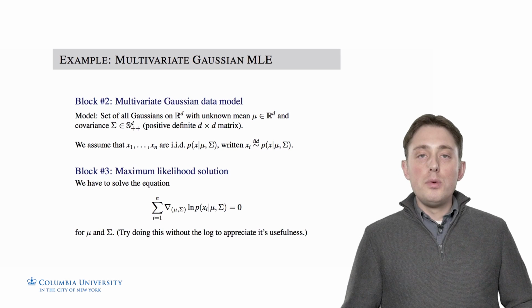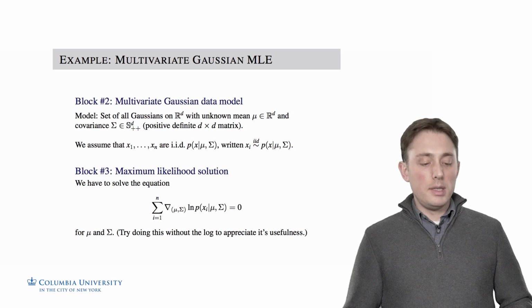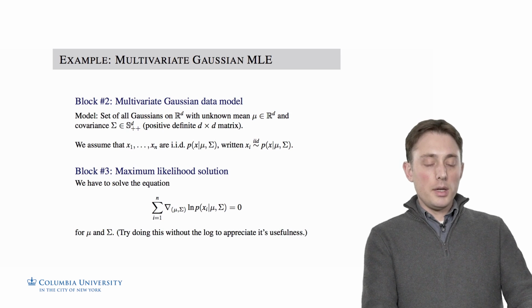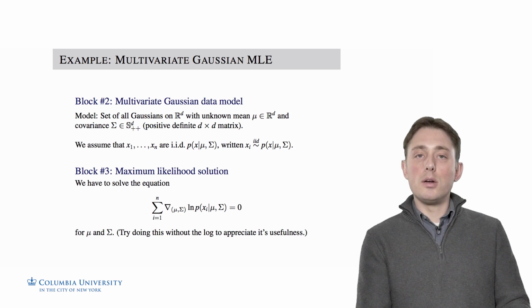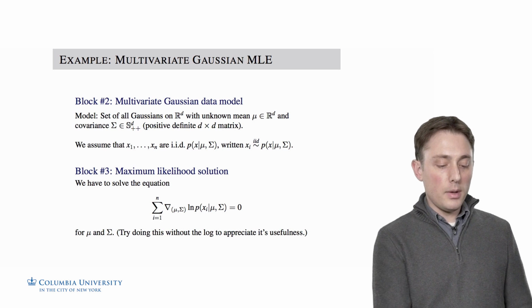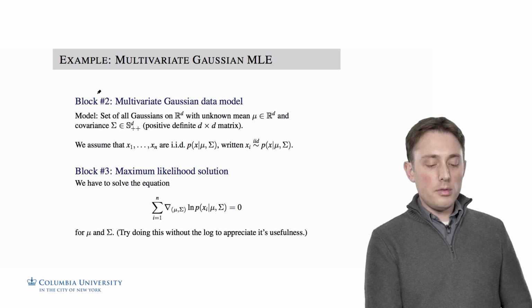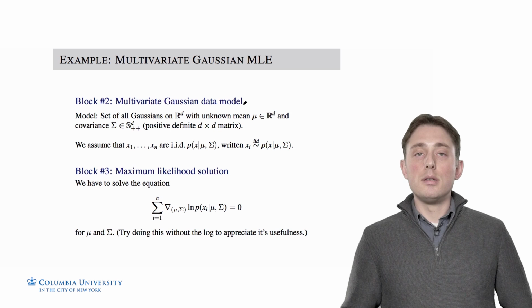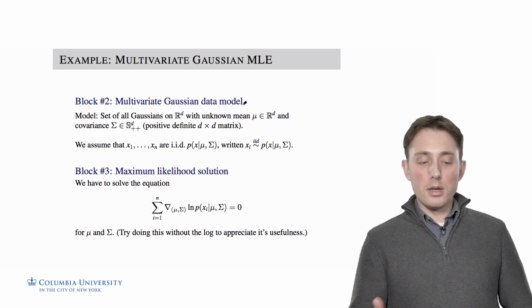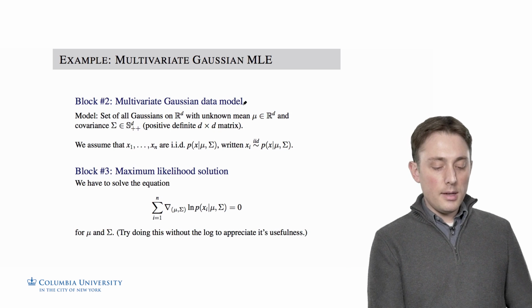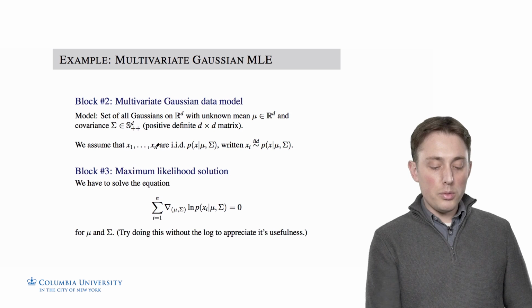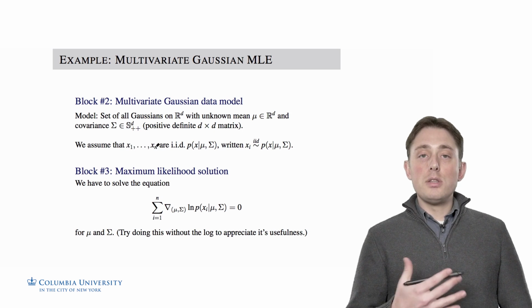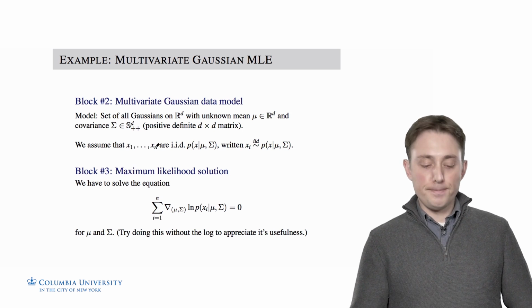So now, returning to our multivariate Gaussian example, again using the flowchart and the block language that's going to be isolated to this particular lecture, we have in block 2 that we've defined a multivariate Gaussian model for our data. We've said that we have data points x1 through xn. Each of these data points is in Rd.